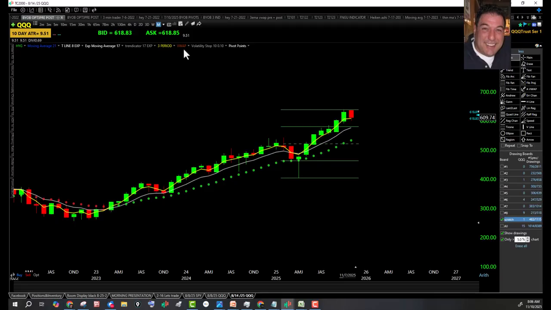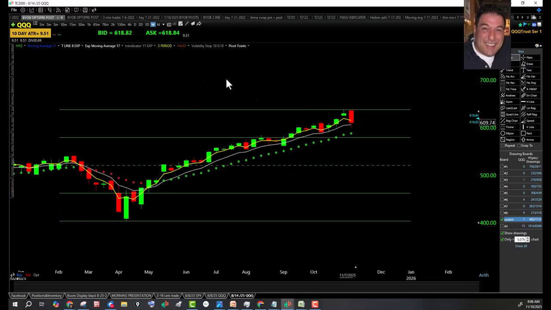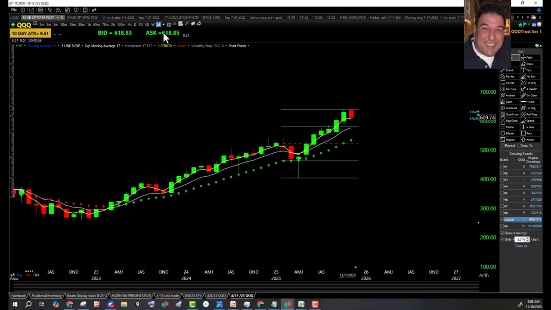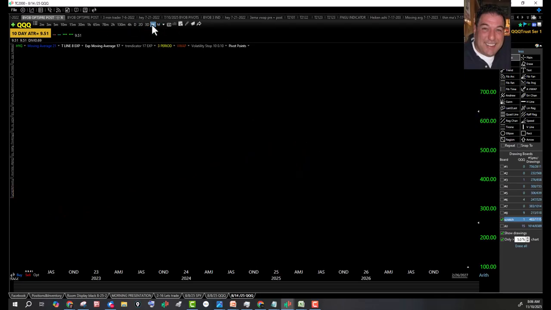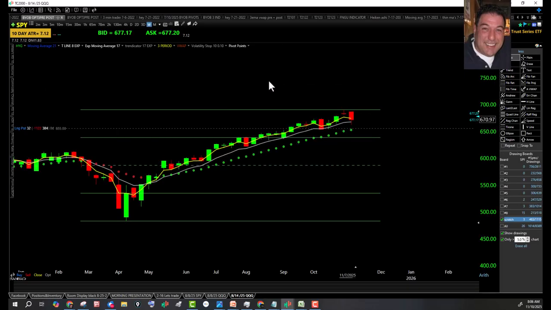QQQ, monthly chart, same deal, uptrend. Weekly chart, same deal, uptrend. Got a little bearish engulfing here on both SPY and QQQ on the weekly chart right there. You can see. Take a look at SPY. See the bearish engulfing right there.